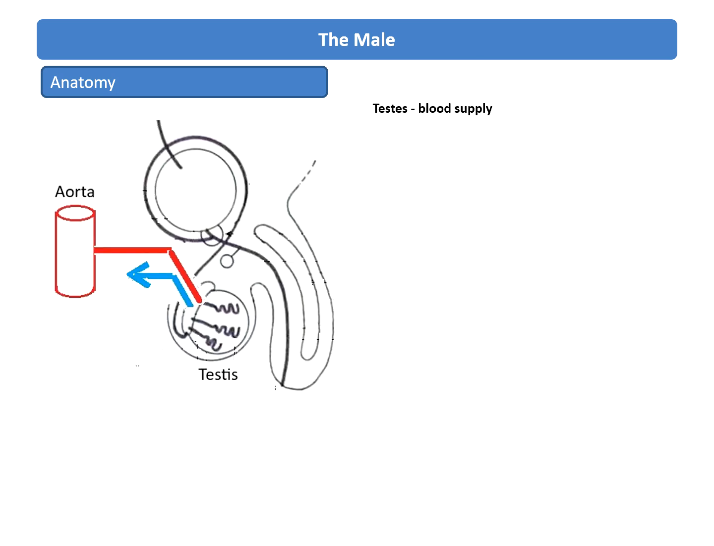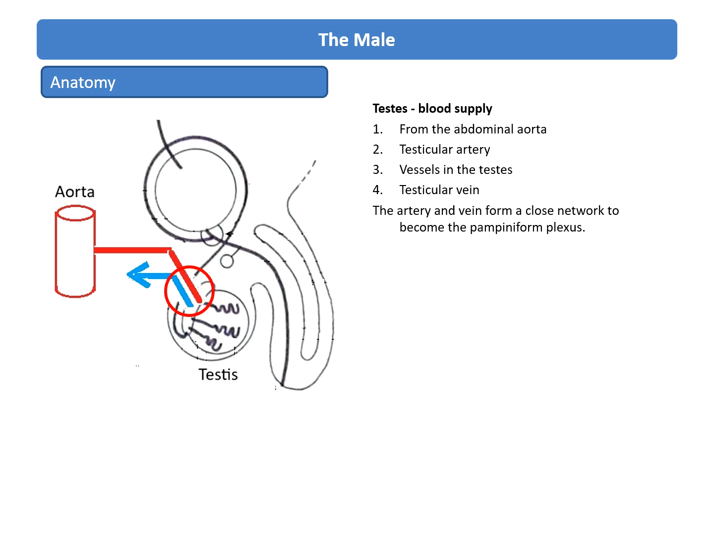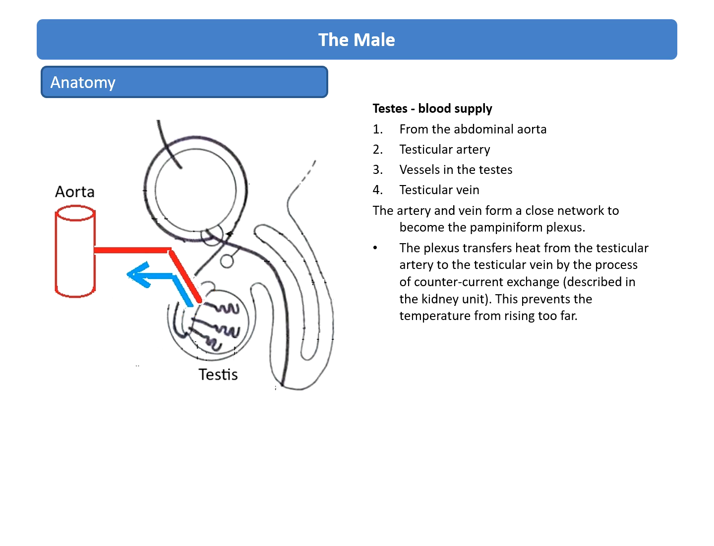Blood flows from the aorta into the testicular artery, through vessels within the testes, and then out through the testicular vein. The artery and the vein form a close network to become something called the pampiniform plexus. The plexus transfers heat from the testicular artery to the testicular vein by the process of countercurrent exchange. This will be described in the kidney unit. It prevents the temperature from rising too high.